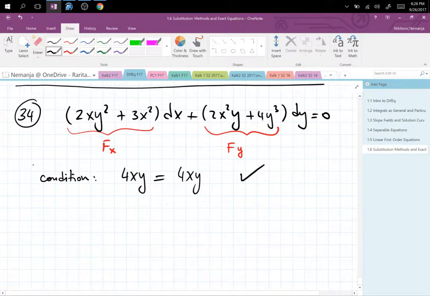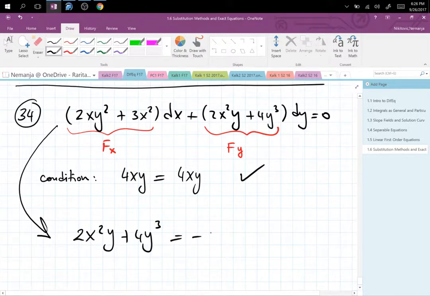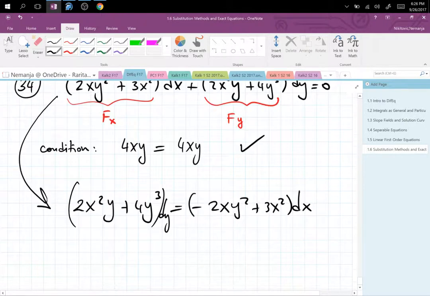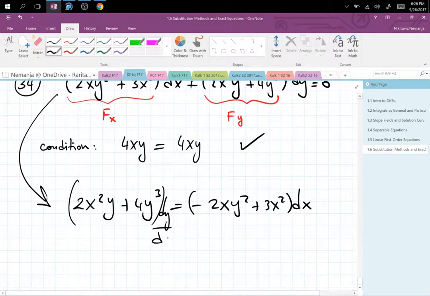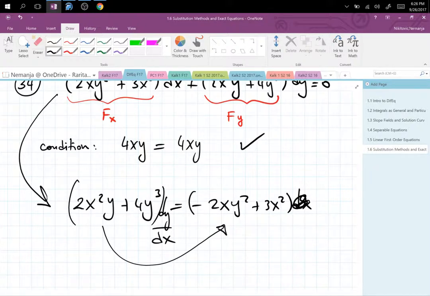Because if this doesn't hold, you have to transform this back into the problem. You write 2x squared y plus 4y cubed is equal to negative 2xy squared plus 3x squared. Oops, I forgot to put dy over here and dx. And now you divide this dx back in here. And then maybe you divide this one over there and get some stuff that cancels. And maybe from that point you get separation of variables, linear, or substitution.